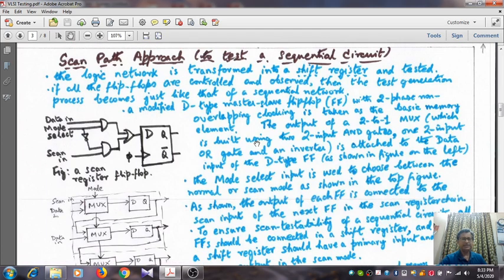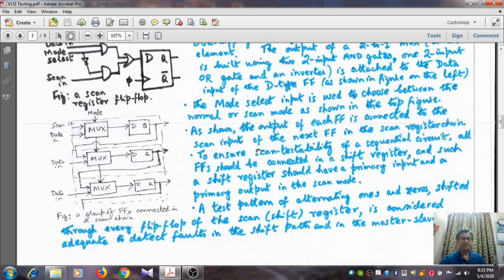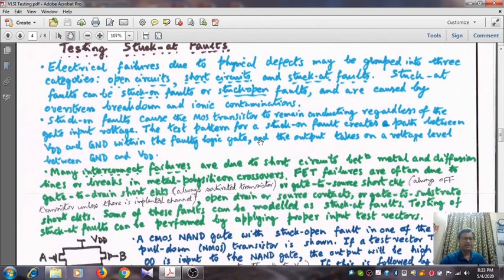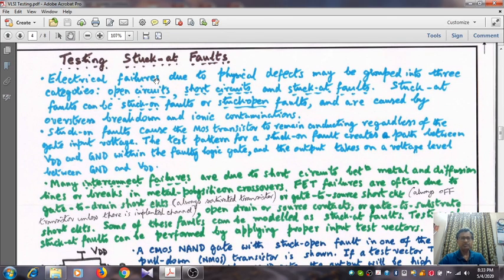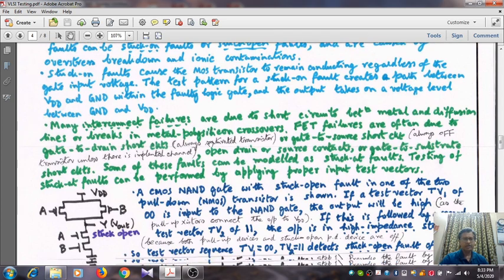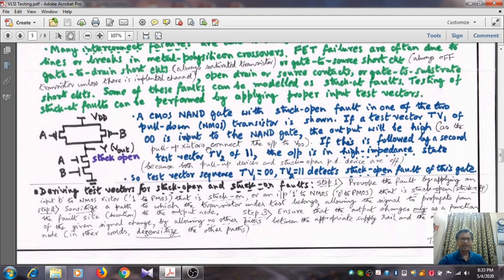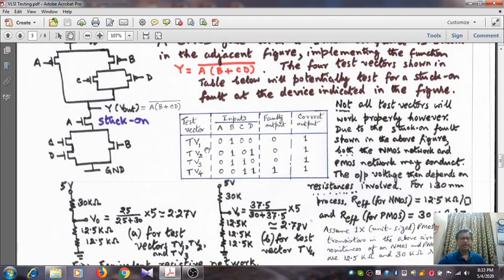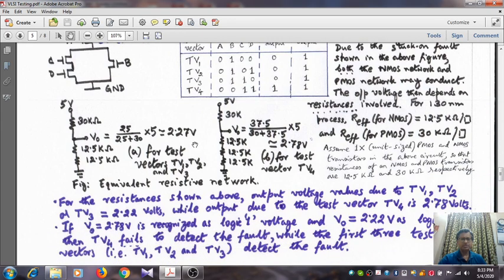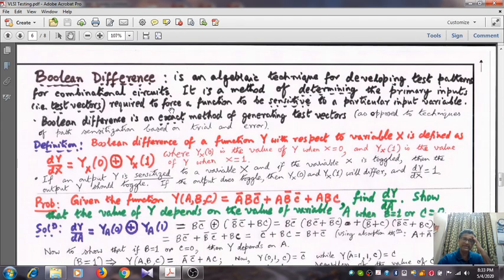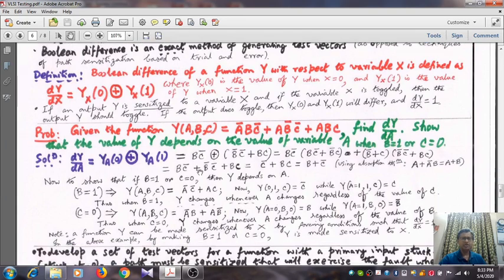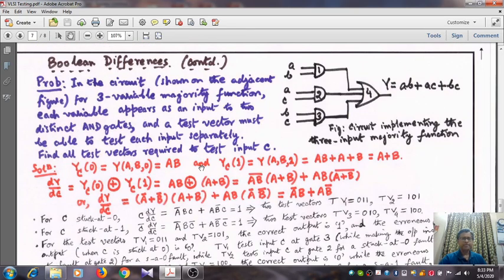For this, the multiplexer is there. Scan path approach and serial shadow register techniques. Then we have identified what you mean by stuck-at faults. We have given some example, some ad hoc technique. Okay, but ad hoc techniques are not always helpful. So we need an exact technique. For that, Boolean differencing is a very important mathematical algebraic technique, which is an exact technique of generating the test vectors or input patterns for testing a combinational circuit.